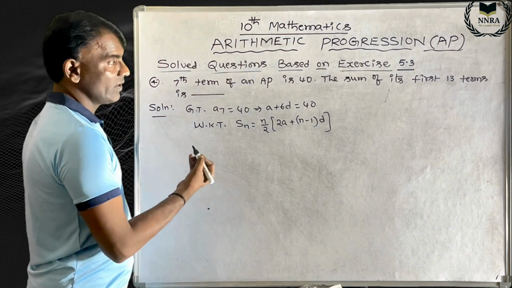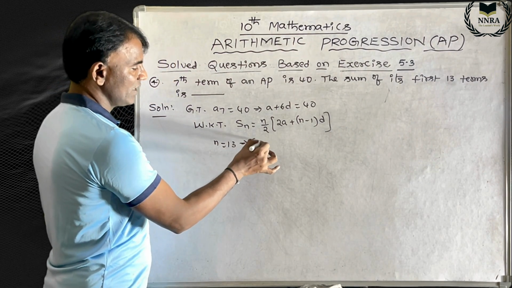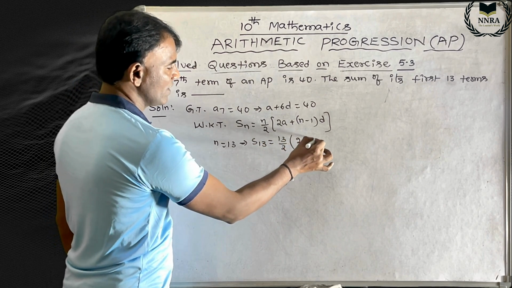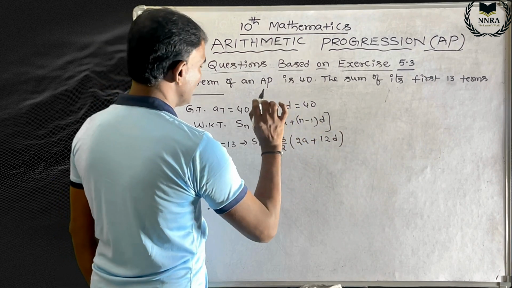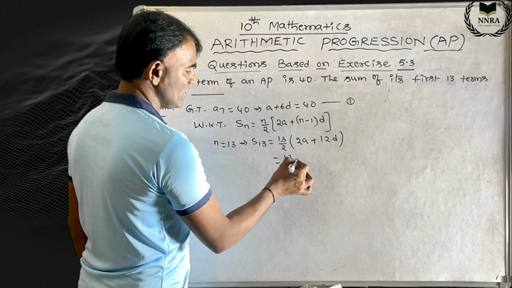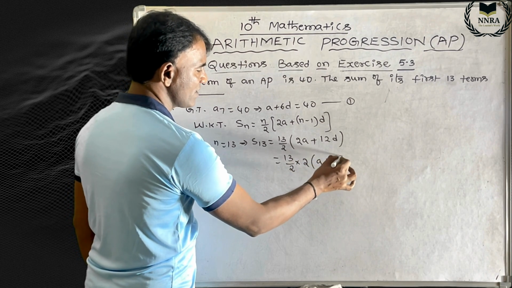Right? So in this, just substitute n equal to 13. S13 equal to 13 by 2, and it is 2a plus 13 minus 1 is 12, 12d. So here, this is equation number 1. Now again 13 by 2. If 2 is common, what is the remaining? a plus 6 into d.